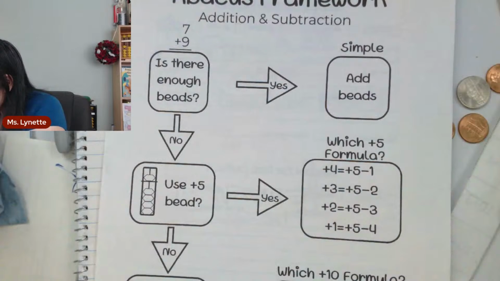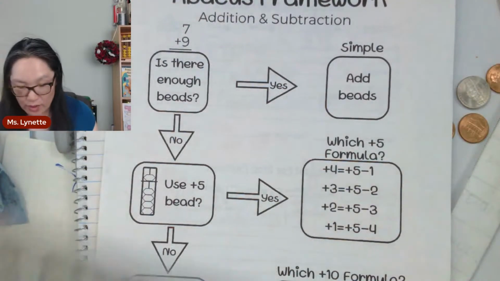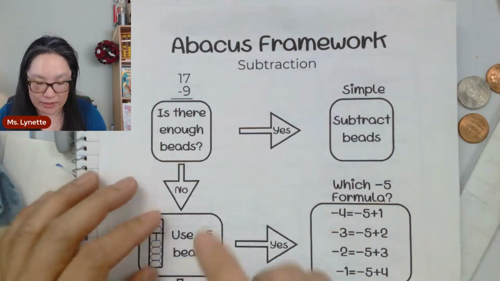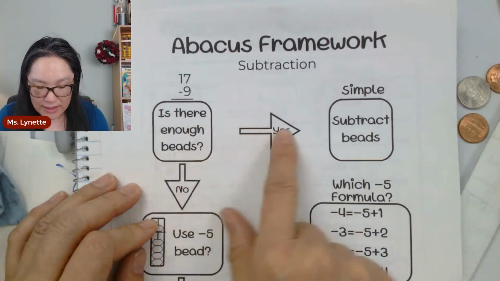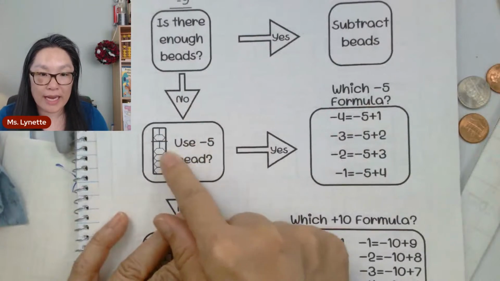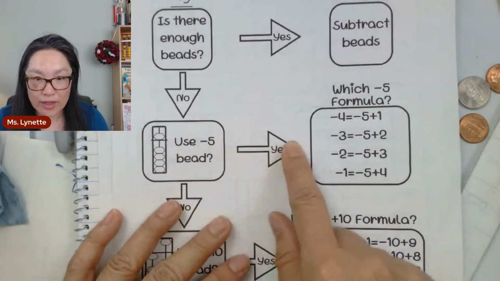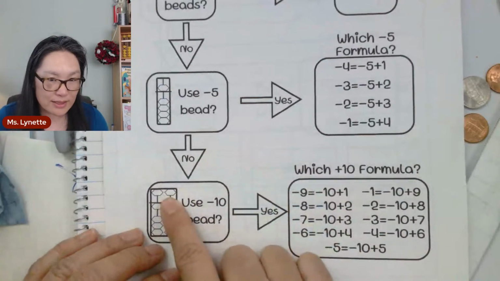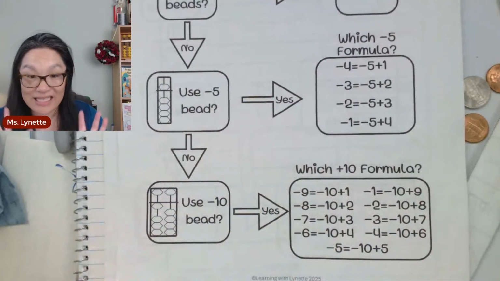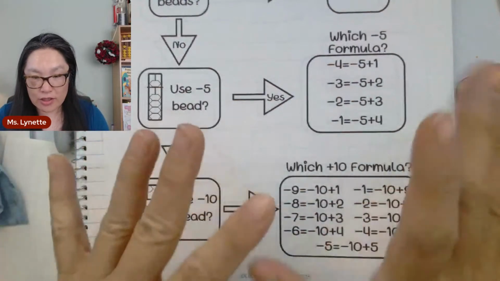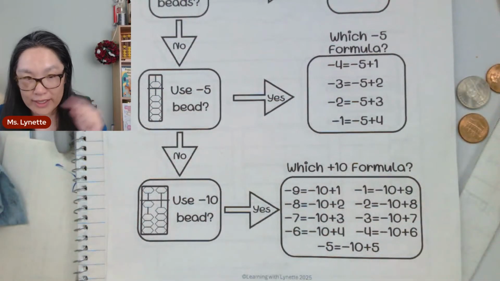So Alyssa, what I'm going to do is I'll give you the subtraction as well. It's the same thing. Subtraction is exactly the same, it's just opposite, right? So is there enough beads? Yes, there is. Then subtract the beads. No, there isn't. Then can you use the -5? Yes, you can. Then you do -5. If you cannot, then you do the -10 and then you just do the formula. That's it. That's everything in a nutshell. Everything of adding and subtracting is all right here.